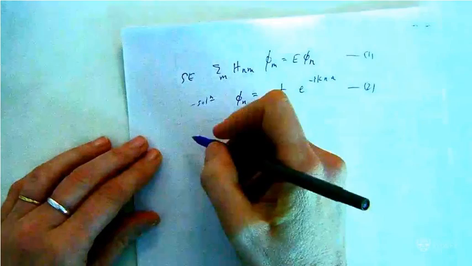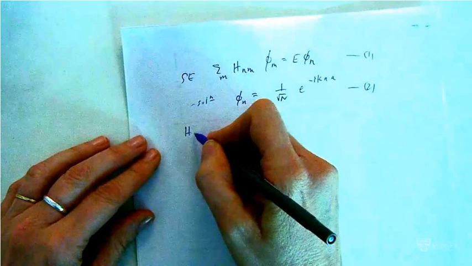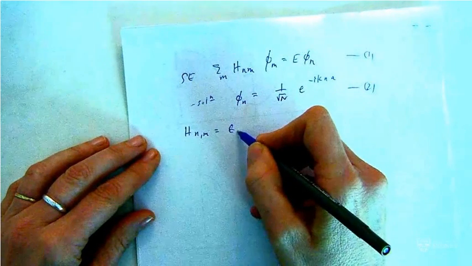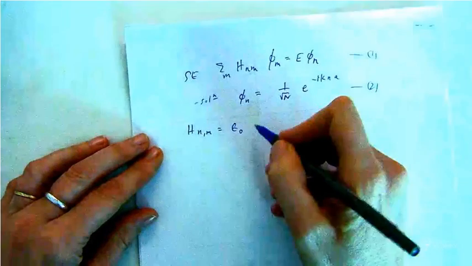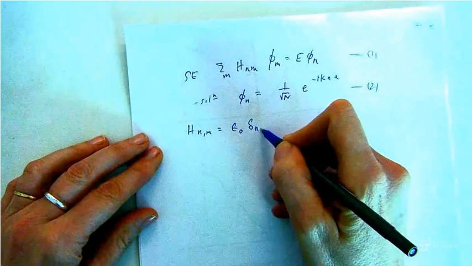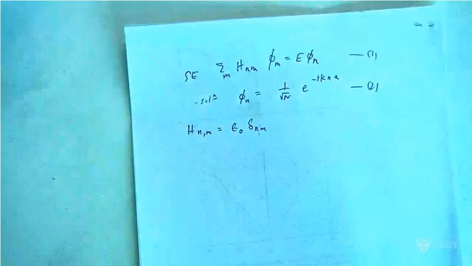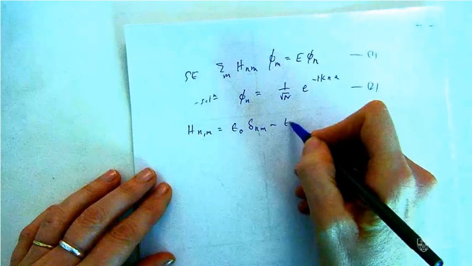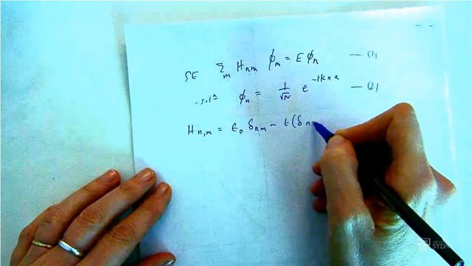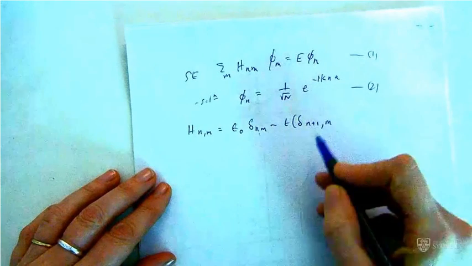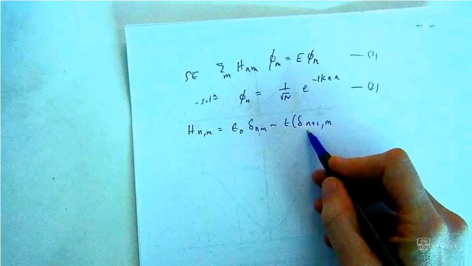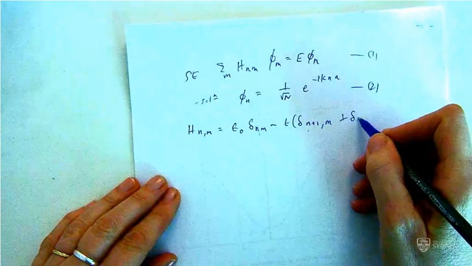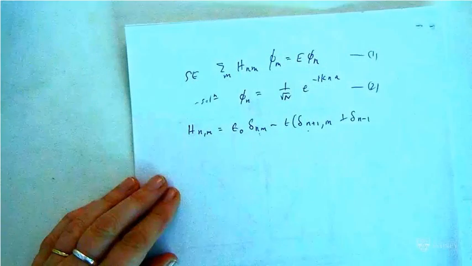And we had from before H_NM was equal to the isolated atom energy levels times delta NM, so it will be 1 when we are actually on that atom and 0 otherwise, minus T delta N plus 1, M. This term considers our neighbour, say, to our left, and we are only going to consider the other interaction with our neighbour to the right.